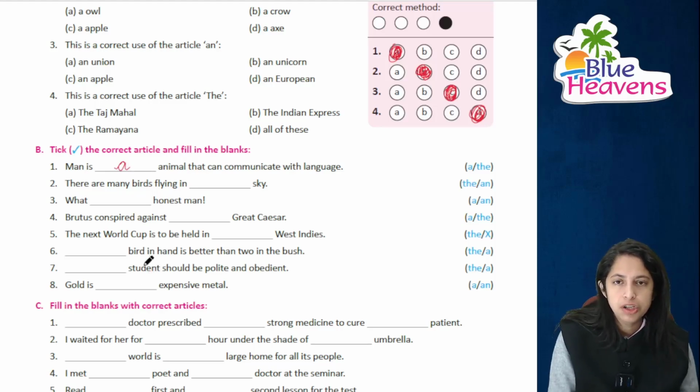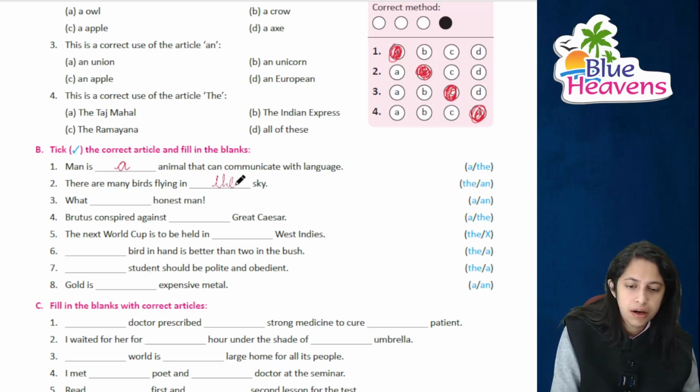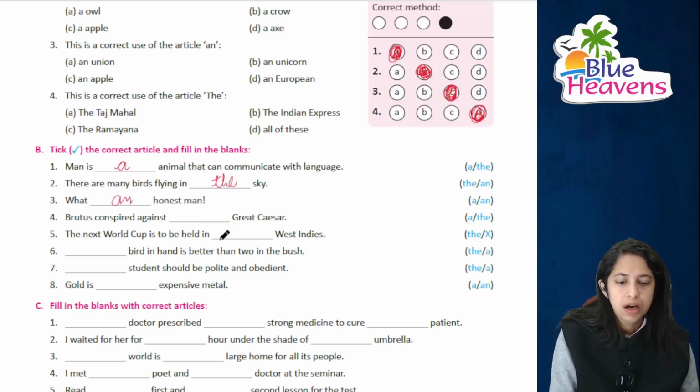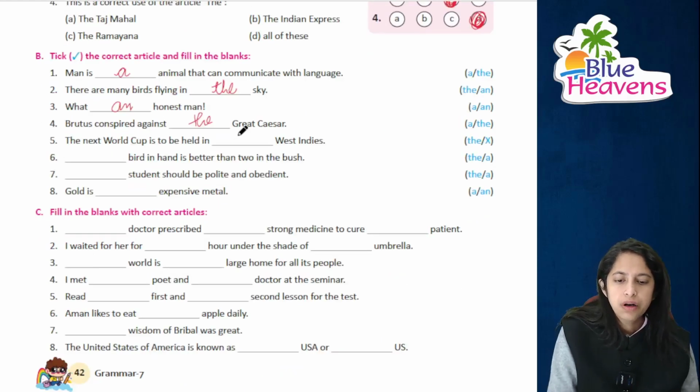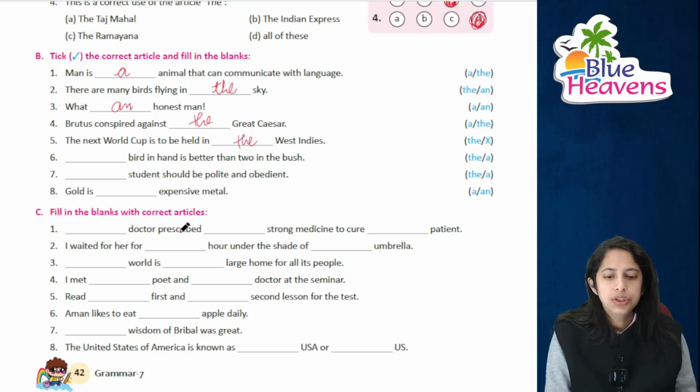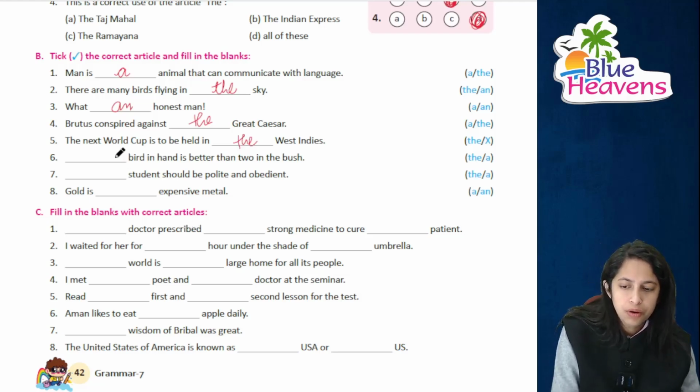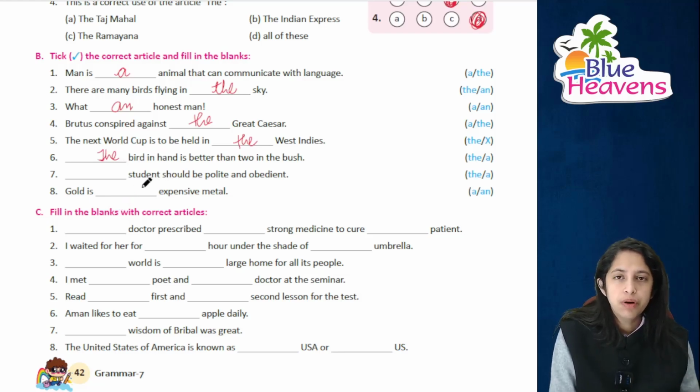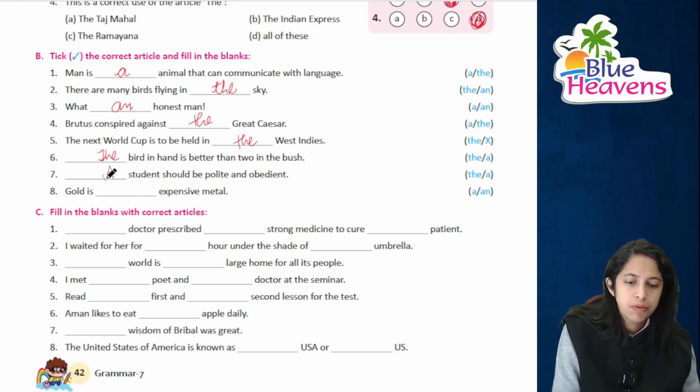There are many birds flying in the sky, right? What dash honest man? What an honest man, right? Brutus conspired against the great Caesar, right? The next World Cup is to be held in the West Indies, right? Dash bird in the hand is better than two in the bush, right? Dash student should be polite and obedient. A student should be polite and obedient, and gold is an expensive metal.